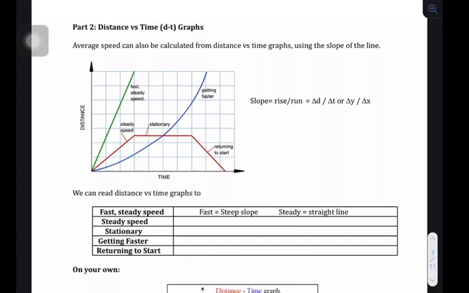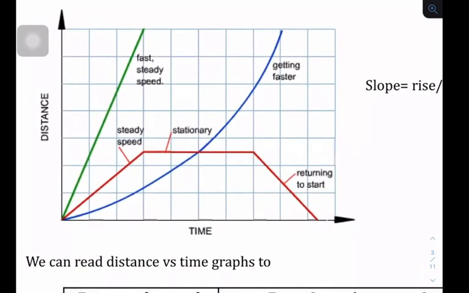The last thing I'm going to talk about is distance versus time graphs. When we represent distance in a ratio to time in a graph, we're able to see certain features in how that data displays on a graph. Time is always our x-axis, and distance will be our y-axis.